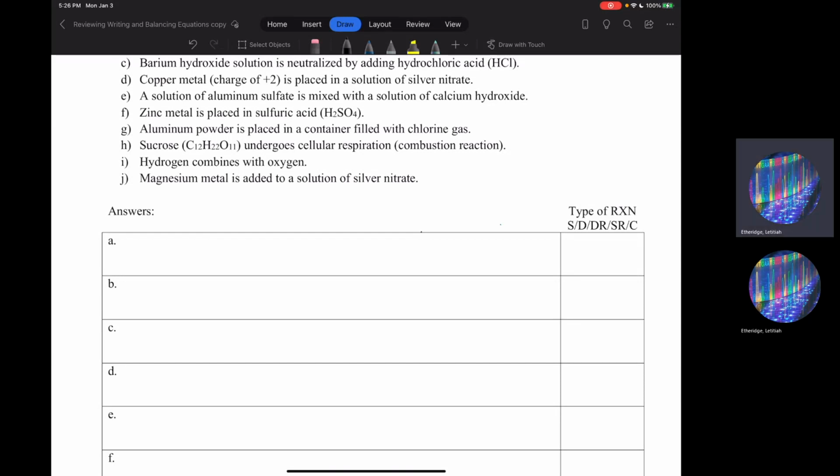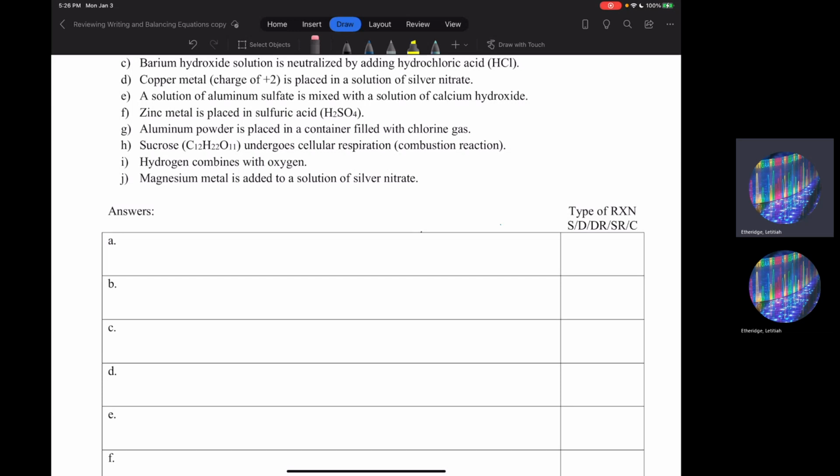All right, guys. So we are on problem D. That's right, I almost forgot. Problem D says we have copper metal with a charge of +2, and it is placed in a solution of silver nitrate. So obviously the first thing we need to do is write our equation.